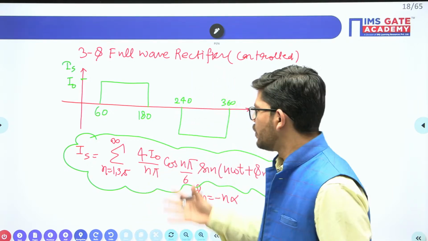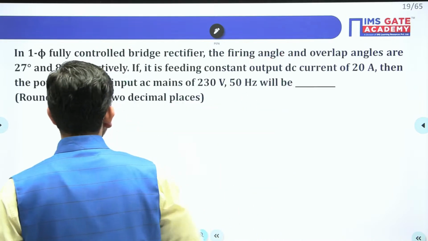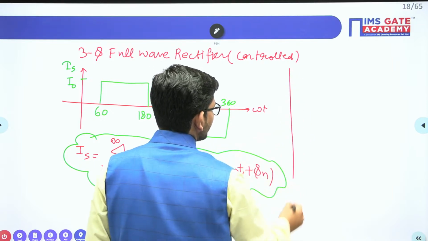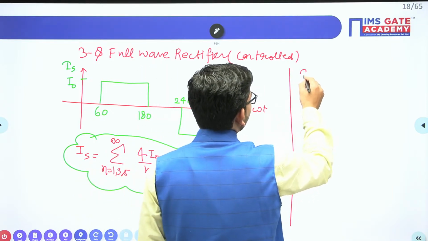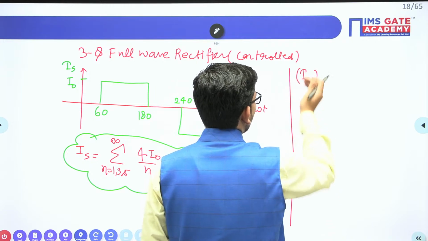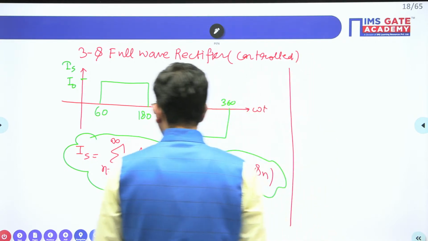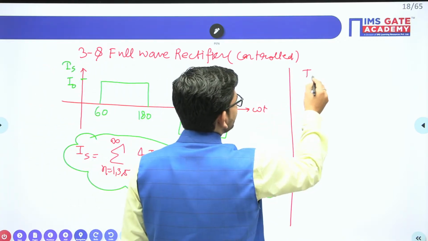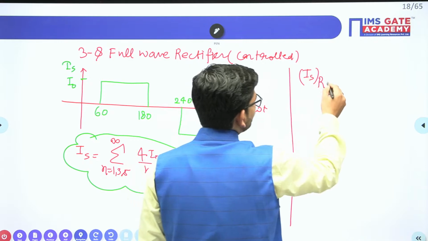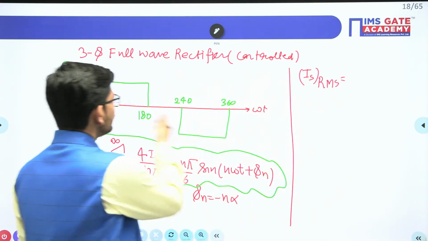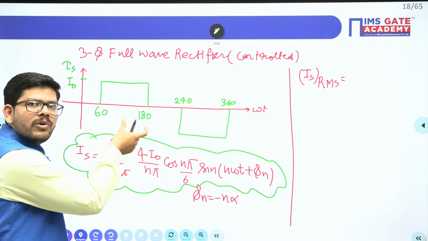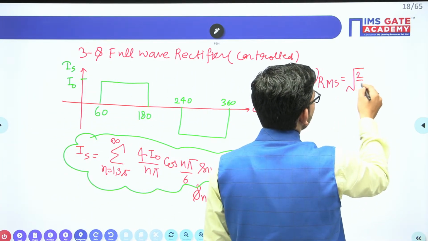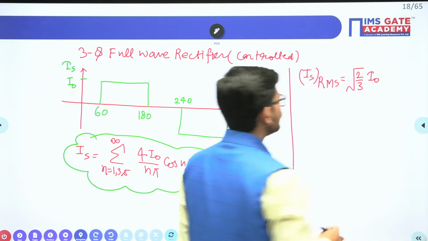Now this is the source current expression that we have. From this, what will be the total RMS source current? By looking at this waveform, if you calculate the RMS value, you will get root 2 by 3 times I naught. So this will be the total RMS current.